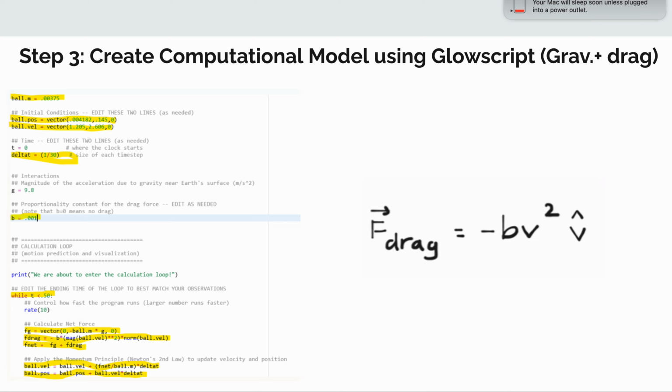Next, we created a computational model using GlowScript that demonstrates the effects of gravity and drag acting on the ball. As you can see, most of the lines of the code are the same, except for we included F drag, which is basically this formula on the right that's being put in to F drag, and then Fnet is now Fg plus F drag. Everything else is the same except for b equals 0.001.